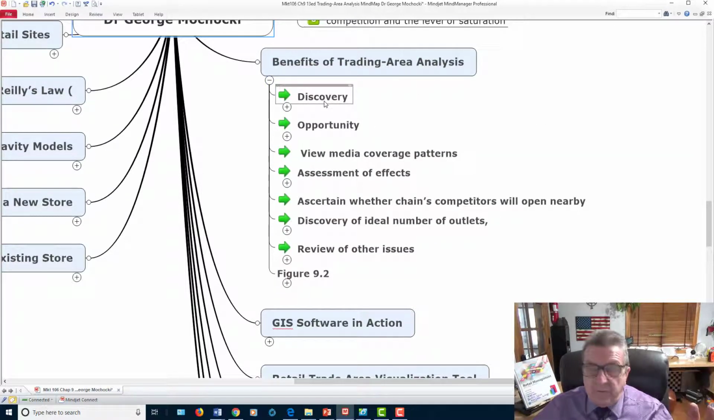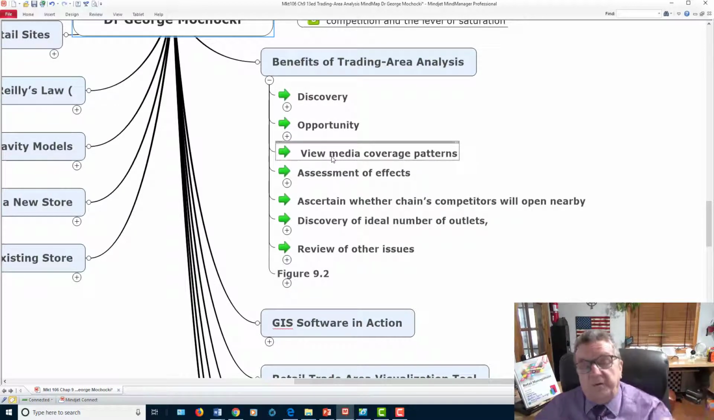Discovery. People like to come out, find different areas. Look at the opportunity that you could find. View the media coverage pattern. See which one's always in the news, for good or bad. If it's always negative, another crime wave here, another crime, I don't want to open up there. People are going to associate the crime and forget about the business and think you're in a high-risk area.